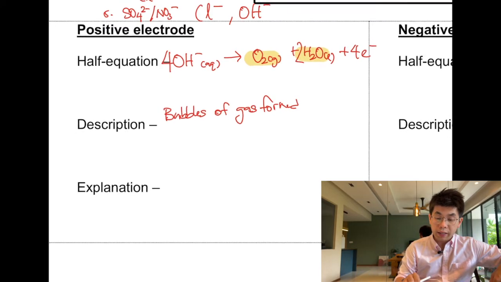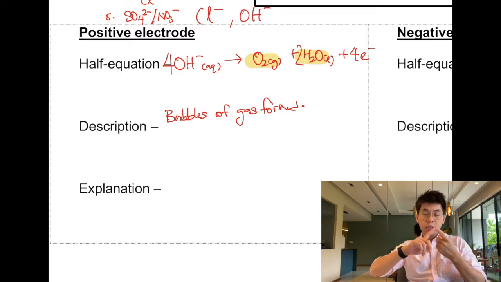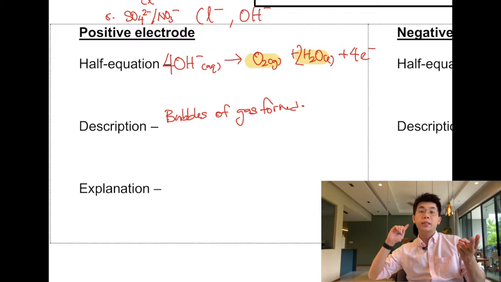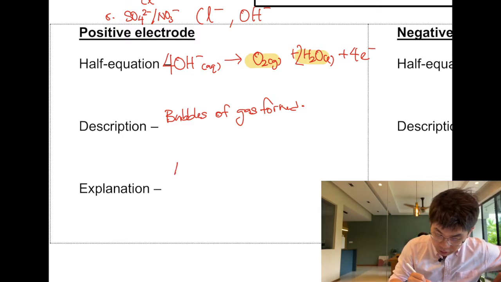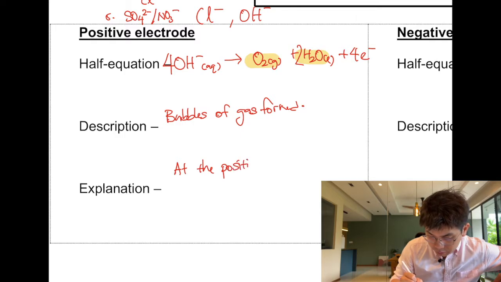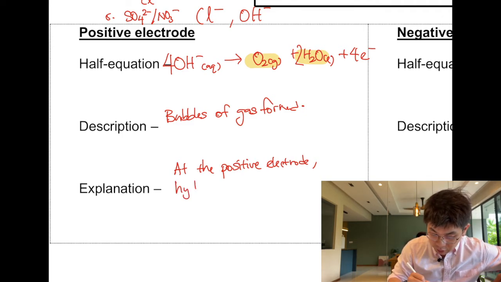So then I need to explain. So remember my explanation, right? I must say the location, I must say the reactant, I must say the reaction, I must say the product. So the location here is the positive electrode. So at the positive electrode, the reactant is OH-, hydroxide ion.